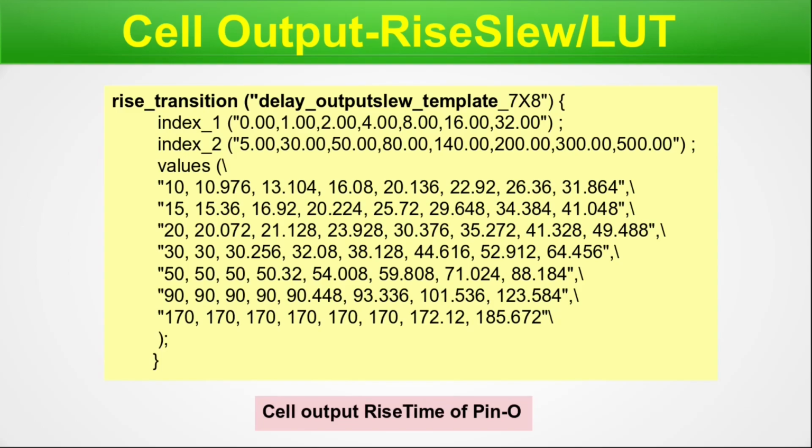Cell output rise time of pin O. We are done. I have not talked much because I have already explained in previous examples, so you can understand these names on your own. I have also mentioned earlier that rise and fall data will both be there because the slanting of the rise and fall transitions is not the same in actual transitions, and hence explicit data for rise and fall will be there. We're done with this slide.